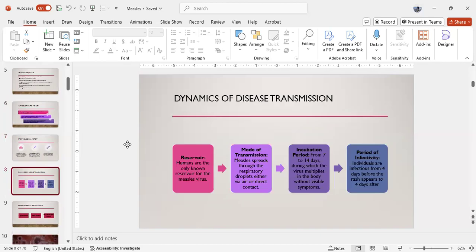Dynamics of disease transmission. Reservoir. Humans are the only known reservoir for the measles virus. Mode of transmission. Measles spreads through the respiratory droplets either via air or direct contact. Incubation period is 4 to 17 days, during which the virus multiplies in the body without visible symptoms. Period of infectivity. Individuals are infectious from 4 days before the rash appears to 4 days after.